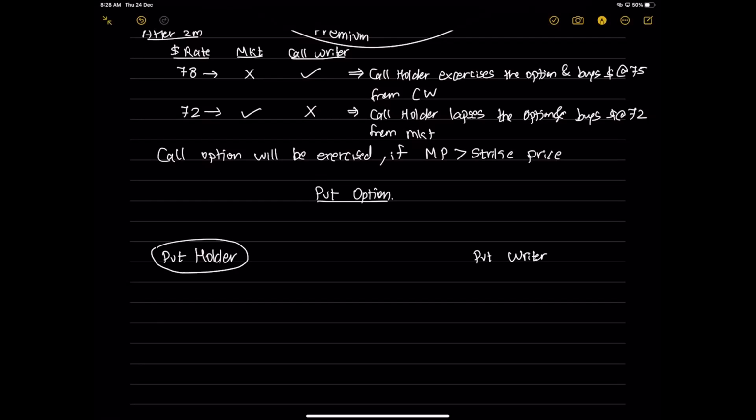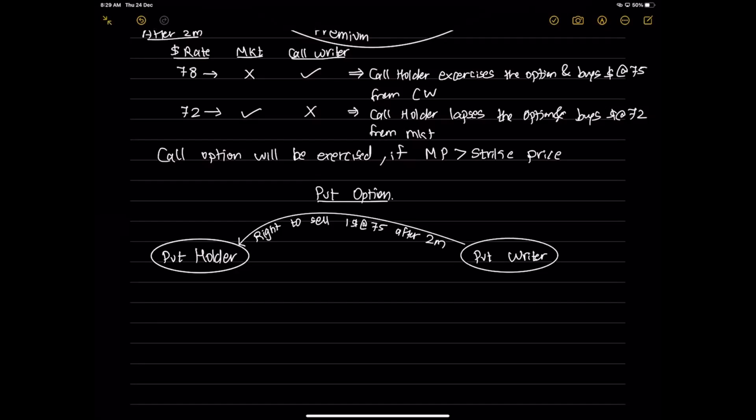Now, obviously, even over here, the promise made by both the parties to each other is similar, where the put writer gives to the holder a right to sell, suppose, $1 at 75 after 2 months. So the put holder is given a right to sell $1 at 75 after 2 months.